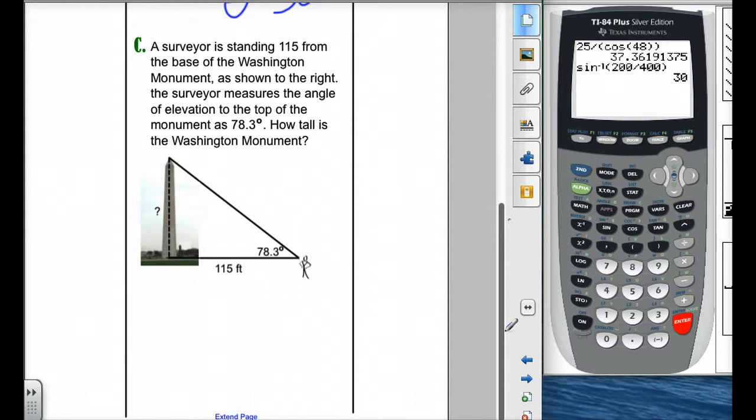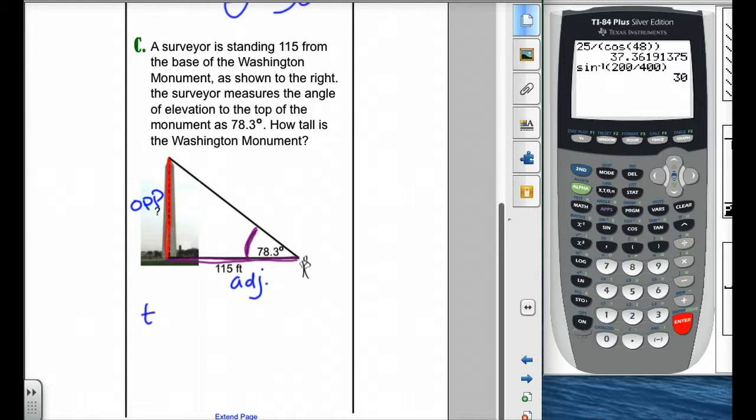Let's try solving this now. I see here I've got an angle of elevation from the view of the person, the surveyor, to the top of the Washington Monument of 78.3 degrees. I see that I'm 115 feet away from the base, and I want to find the height of the Washington Monument. Well, this here is opposite the angle, and this one is adjacent to the angle. So opposite over adjacent, that's tangent.